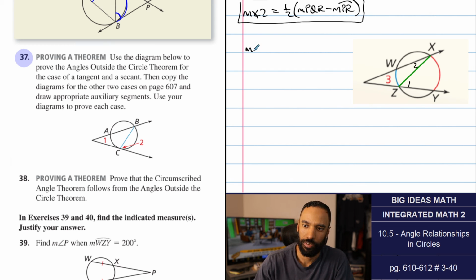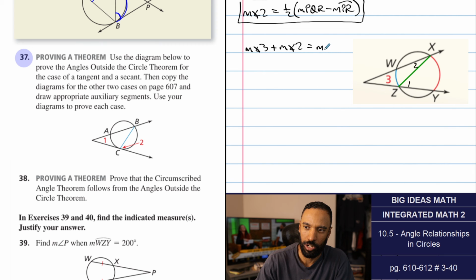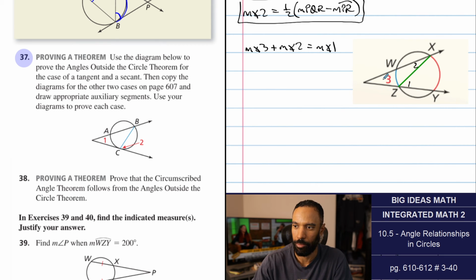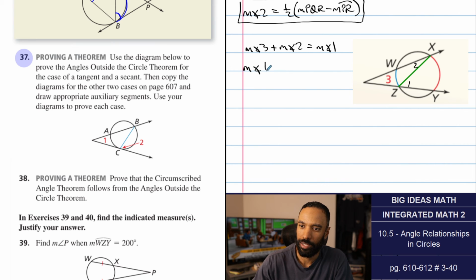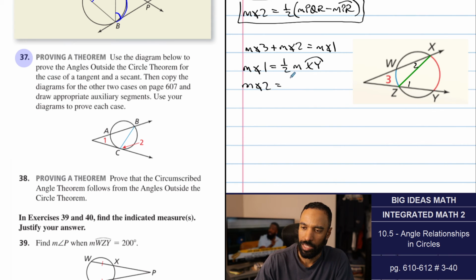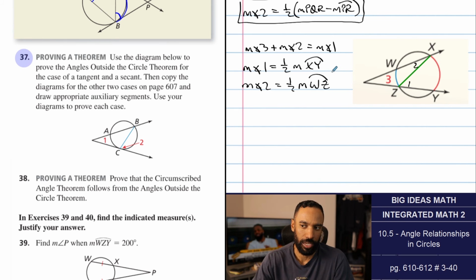So now measure of angle 3 plus measure of angle 2 equals measure of angle 1. Again, that's the exterior angle theorem in play. That plus that equals that outside part. Measure of angle 1 is half the measure of arc XY. And measure of angle 2 is half the measure of arc WZ. I hope I can throw numbers out there. They did for the other problem, so I'm just going to do that.